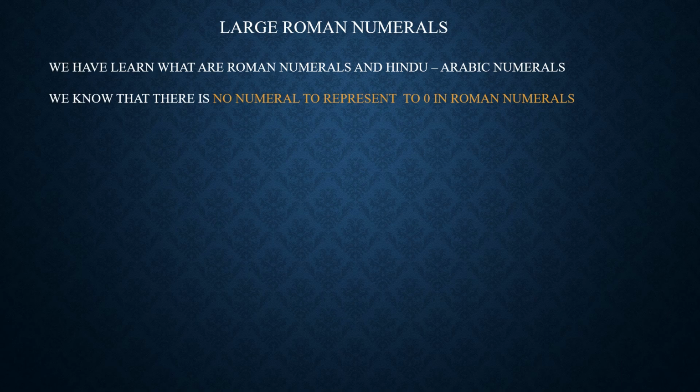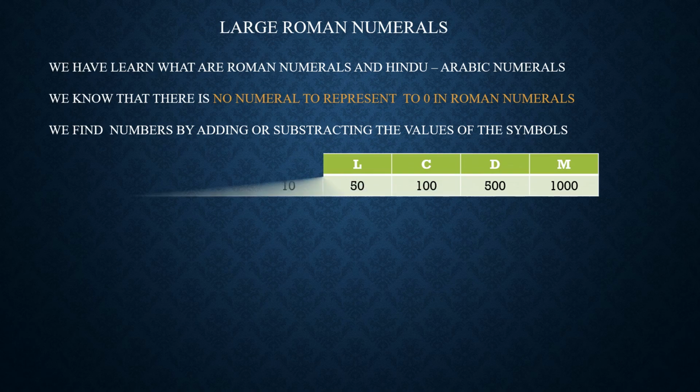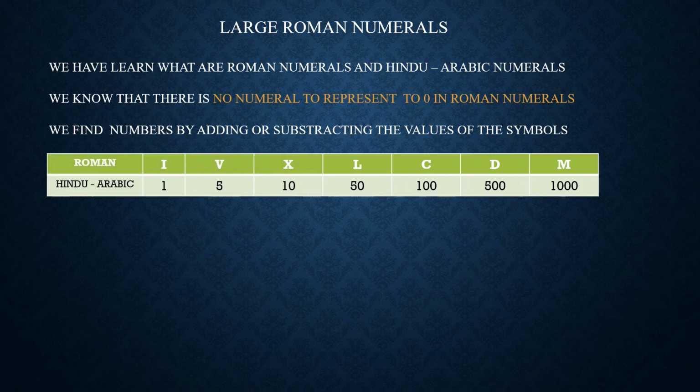We have to always remember that there is no numeral to represent zero in Roman numerals. And also we have to find numbers either by adding or subtracting the values of symbols in the Roman numerals. Okay, that is clear. So now let us look into the Roman numerals and Indo-Arabic numerals.